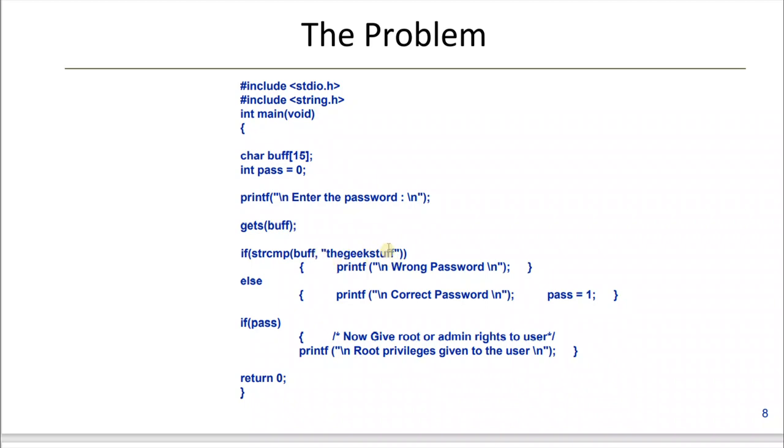Okay, so this doesn't matter if these are different. What matters is, if I use gets(buff), it means that I'm inputting the password and it's reading what I write, right? I could write a password of a million characters, but the buffer size is only 15, so this will be an overflow.